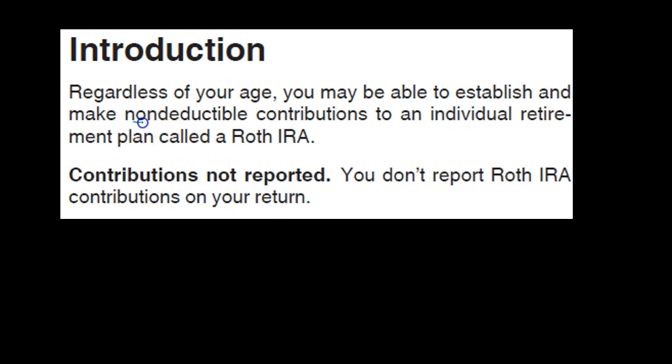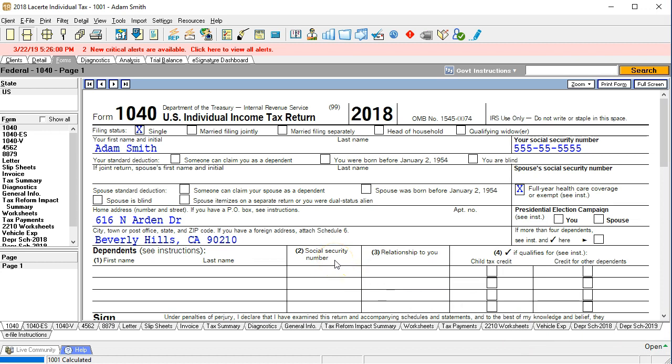Note the component here of non-deductible contributions. Contributions are not reported. You don't report Roth IRA contributions on your return. So let's compare and contrast that. If we think about the tax return, the Roth IRAs aren't going to be reported. Usually when we think about things in terms of taxes and tax planning, we're thinking of things that will show up on the 1040 in some place. But the Roth IRA is one of those items that is tax planning that will not show up on the Form 1040 at the point in time that the money is contributed into the Roth IRA.